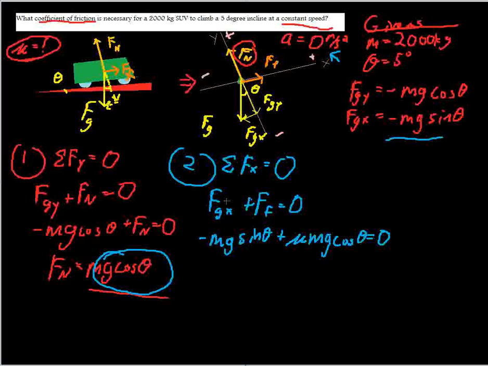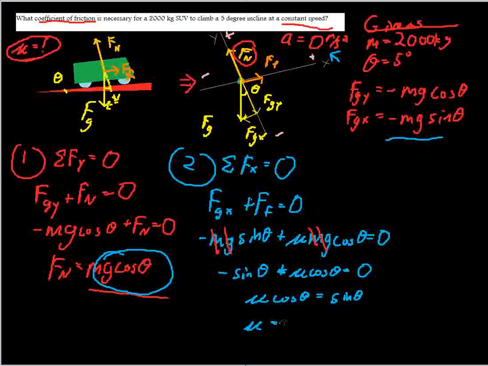Now this is where it gets very fun. We have an m in every term. We have a g in every term. So what we are left with is the opposite of the sine of the angle plus mu cosine of the angle equals 0. And then all that I have to do is move sine theta over to the other side and divide by cosine. So I get mu equals the tangent, because sine divided by cosine equals tangent, which is very, very simple. Mu equals tan theta. It doesn't get any easier than that.